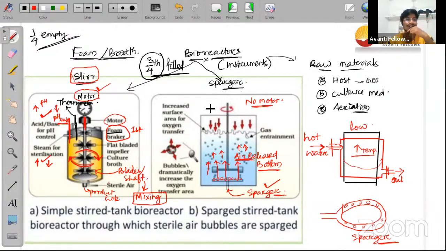Molya, the bioreactor is only used for mixing raw material? Not exactly, Molya. Bioreactors are used for mixing the raw material. Raw material and host will be mixed inside the bioreactor, and after proper mixing and proper aeration, this host will undergo transcription and translation, and the product will be produced.